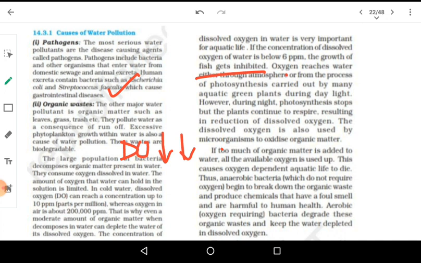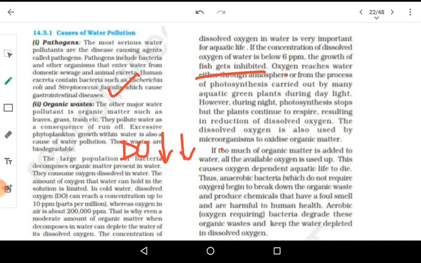This causes oxygen dependent aquatic life to die, as a result of which the anaerobic bacteria begin to break down the organic waste and it will produce chemicals that have a foul smell, and these are harmful to human health.